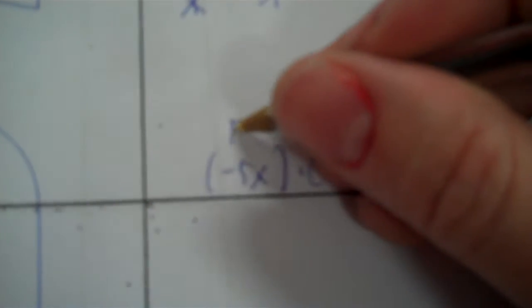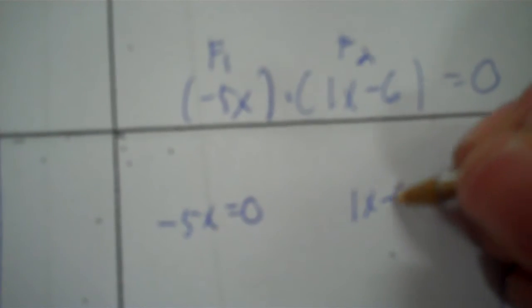But x, we run into a problem. It's not x squared, so it isn't x times x. An x without a power means that's a no. So you just bring over the 1x minus 6. So you set F1, F2 to zero: negative 5x could equal 0, or 1x minus 6 could equal 0.